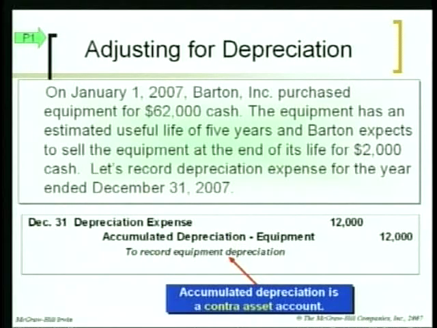Going back to accumulated depreciation. What type of account is accumulated depreciation? Well, it is not an asset. It is actually what we call a contra asset. Now, have you ever heard the word contra before? Where have you heard the word contra? Contradicting. Contradict. I'm going to contradict you.